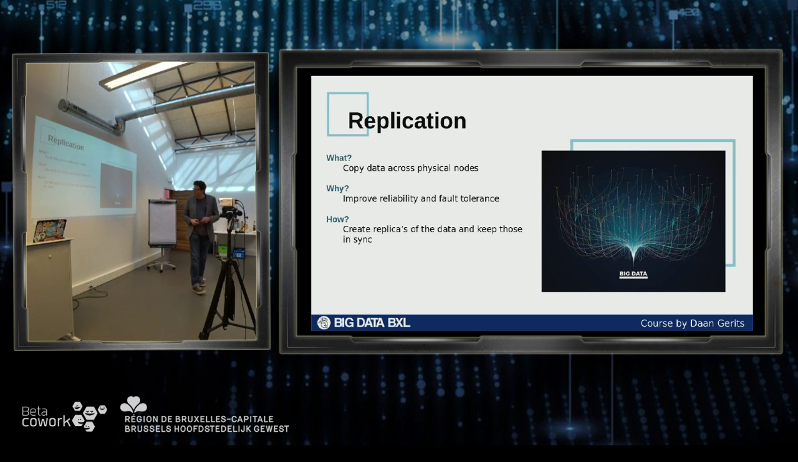So replication is used to improve reliability and fault tolerance. So I explained you copy data across multiple physical nodes. In this case, we are the physical nodes, so that's a bit easy. And the purpose of a distributed system is to create these replicas, but also to keep them in sync. If something changes to this block, then it needs to change on all different sides, because otherwise the characteristics of the block are not the same anymore.